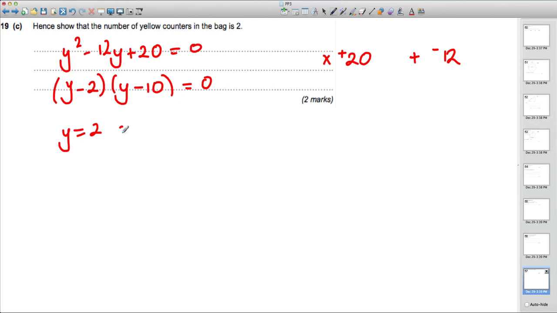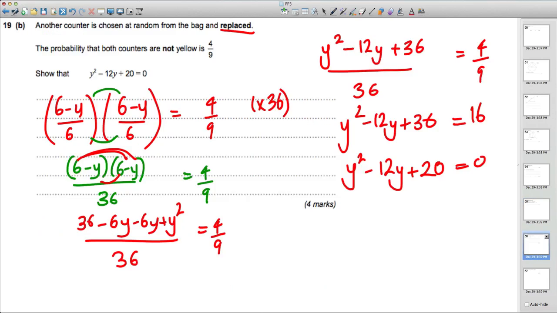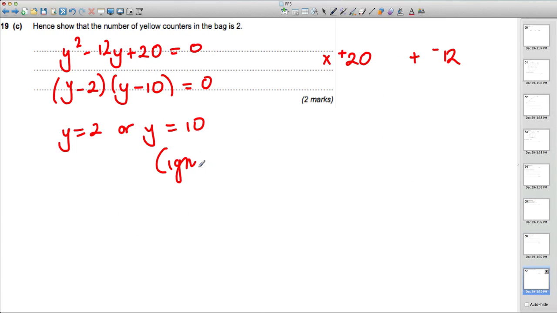Therefore y is 2 or y is 10. Well, y can't be 10 because you were originally told the number of total counters in the bag is 6. So you ignore this one. Therefore, y equals 2 is your answer.